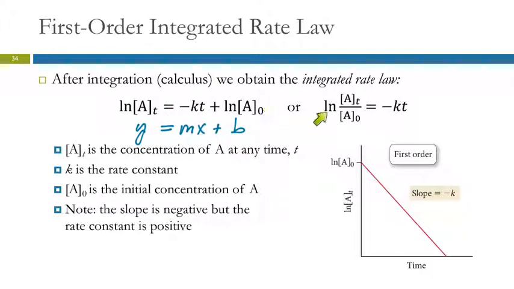We can also rearrange that and say that the natural log of the concentration at this time divided by the initial concentration is equal to negative k times the time. So the slope is negative, but the rate constant is positive. Any questions about that?